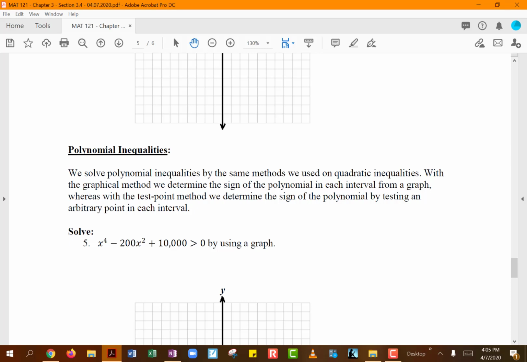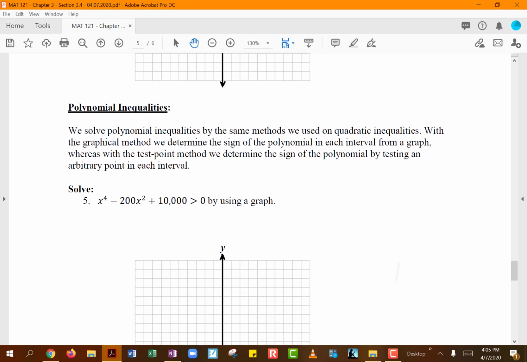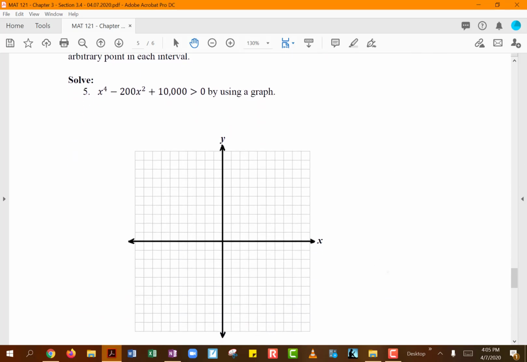Now, I actually also want to talk about how to solve polynomial inequalities. This is actually very similar to how we had solved quadratic inequalities in the last chapter. So we're going to look at the graphical method, and then we'll also come back and look at the test point method. So we're starting with the graphical method here.